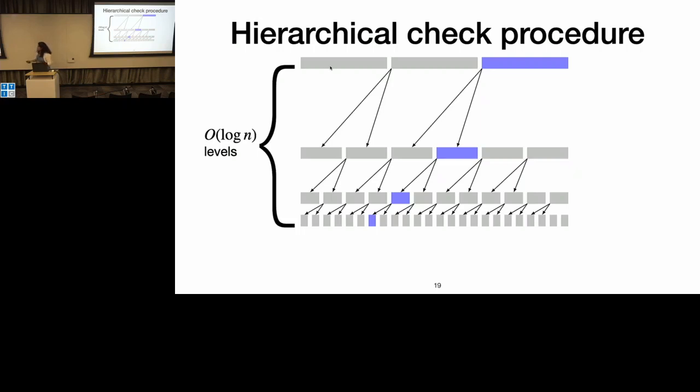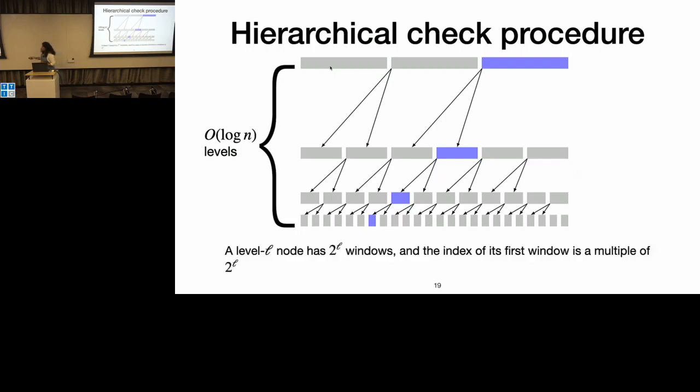So it looks like this tree. It has log n levels. This bottom level here is where all the sampling is done, and subsequent levels are going to do checks. And the way this tree is drawn is the following. Let's say I sample some element here. They're structured in a way that, first of all, at level L, every node has 2 to the L windows. And I make sure that the index of the first window is a multiple of 2 to the L.